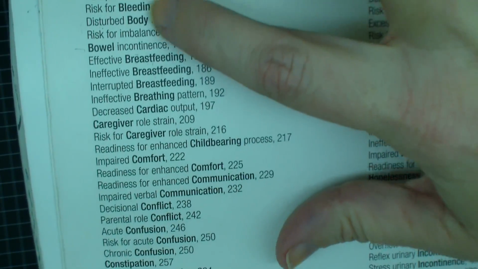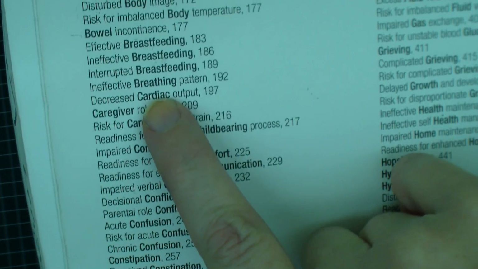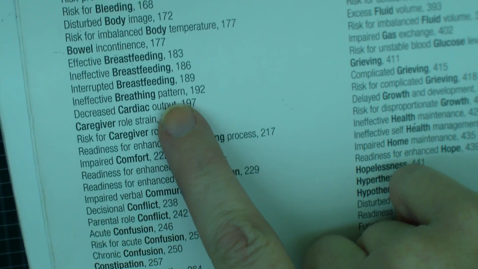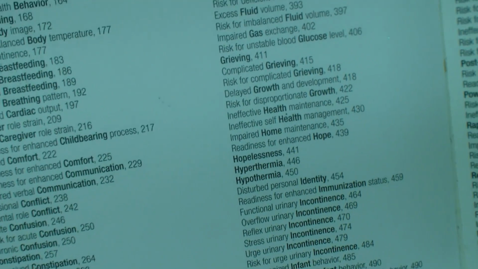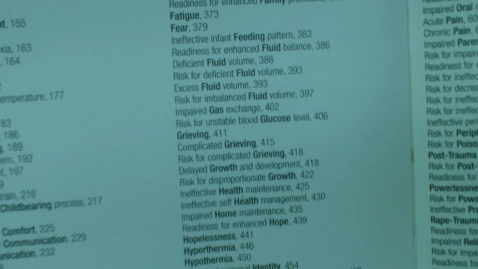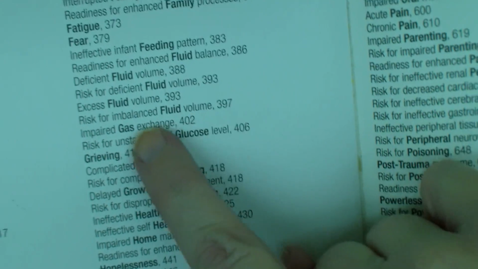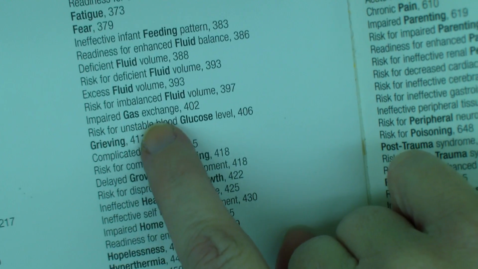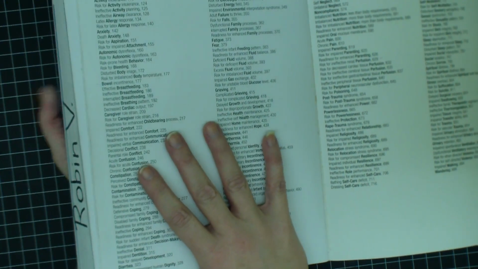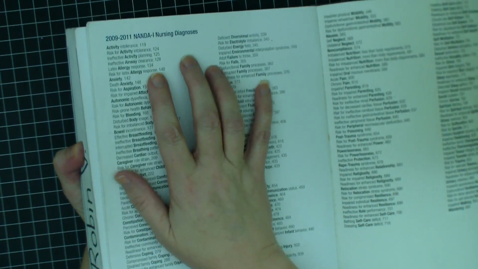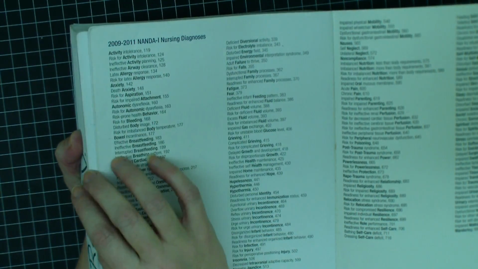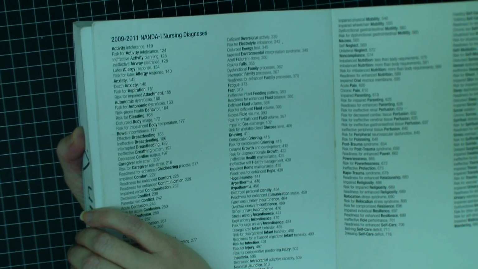I could go down here to breathing. What does it say under breathing? Oh, ineffective breathing pattern. Well, I'll write that down too, and we'll check that out. With pneumonia, we're talking about oxygen and CO2 imbalances. So here's gas and impaired gas exchange. You know, there's so many more that you could go off of that. But let's take a look at a couple of them, and I'll show you how to use this book. So let's go from here. So let's look at, which one do I want to look at?